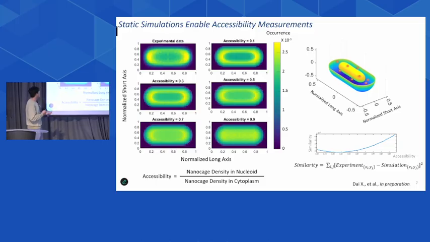And we compare the simulated heat map with our experimental map. We use the L2 norm distance to quantify the similarity between the simulated one and the experimental map. And the one that gives us the lowest score tells us the accessibility of the genome in this specific condition.